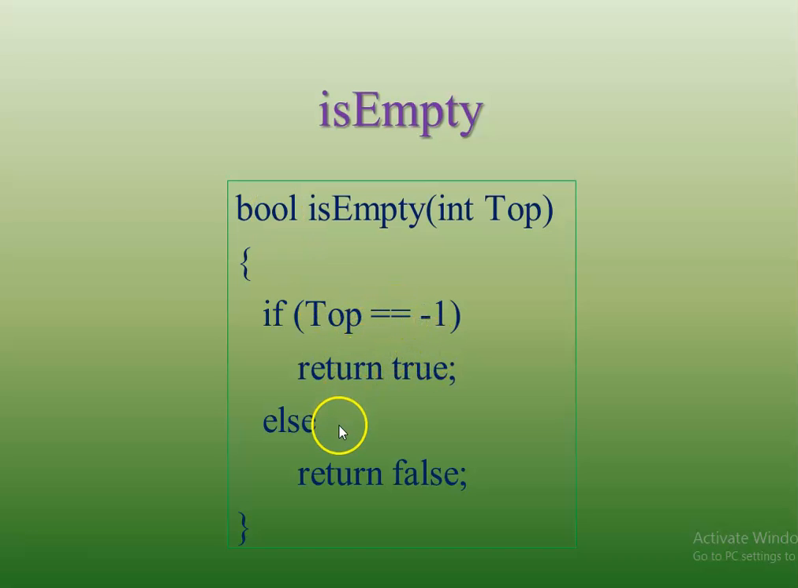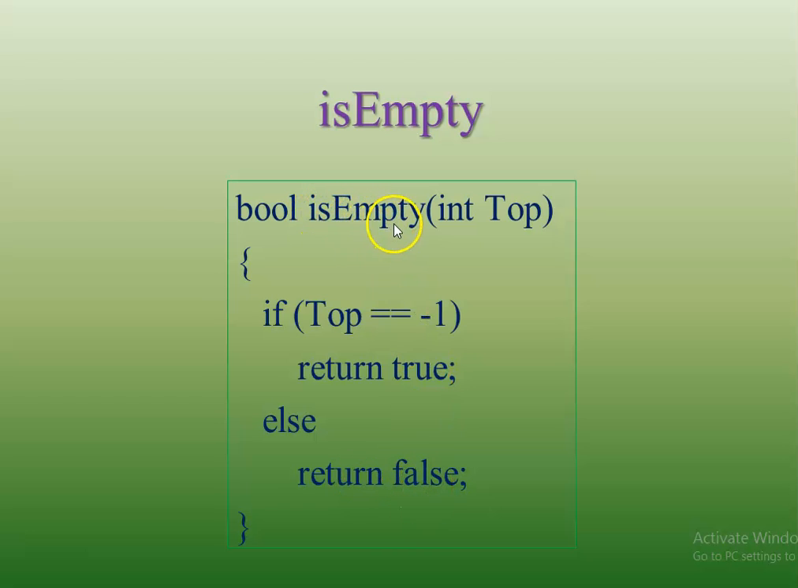Otherwise, the top index will be some other value other than -1, a positive value, which means that there are some values in the stack and the stack is not empty. In that case, this function will be returning a false value.